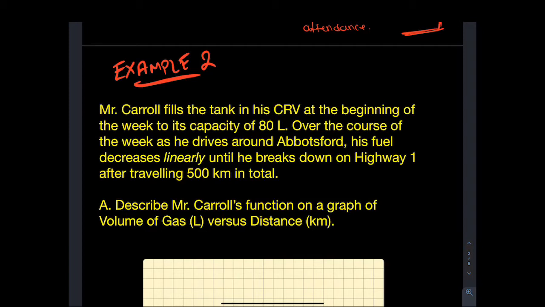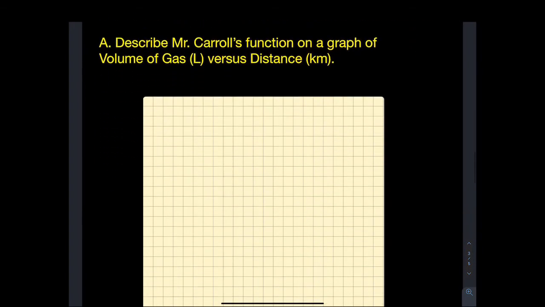And he breaks down because he's lost fuel. We can say that he's broken down because he's lost all his fuel. Okay. Describe Mr. Carroll's function of basically driving on a graph of volume of gas in liters versus distance. So let's see how we can do this.